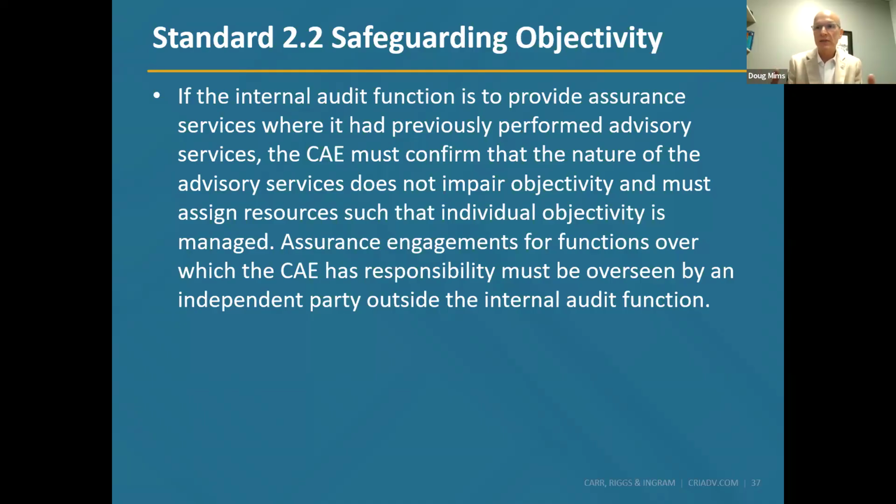And then it also goes on to say that if the CAE has a conflict of some sort, or a perceived conflict in that regard, then somebody else needs to oversee the engagement. An example that comes to mind is that it's not unusual for enterprise risk management, ERM, to roll up under the audit function or the CAE. Well, maybe that's an example of where the CAE has to step aside and somebody else has to be the responsible person in management over that engagement, or in the internal audit department over that engagement.